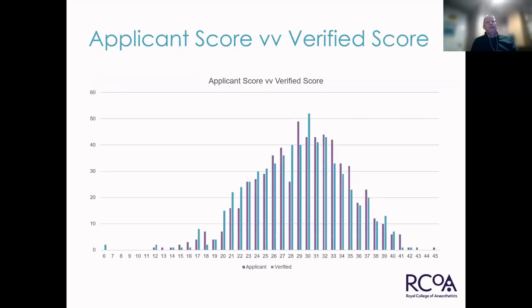So what we did was, this is round 2, so for August last year. You can see there the applicant scores and then the verified scores, and that was final verified scores after reviews had taken place. So they are clustering round about the sort of 25 to 34, 35-ish. We'll get a few with quite a bit more, and also a few less. So the majority of people are scoring round about the 25 to 35 mark.